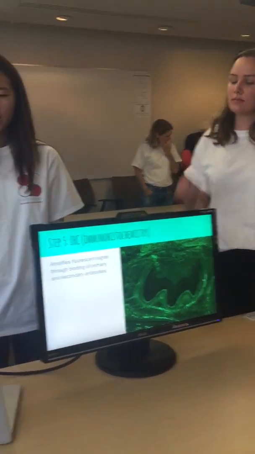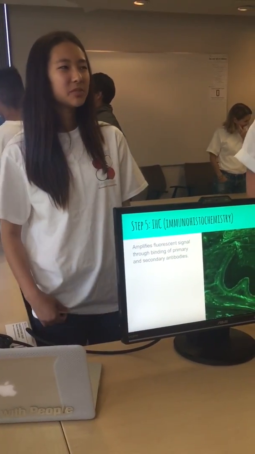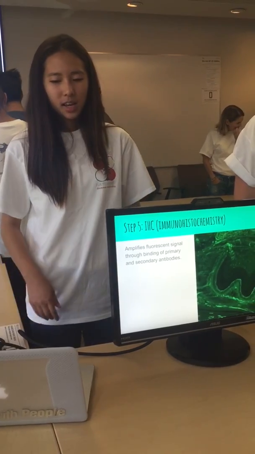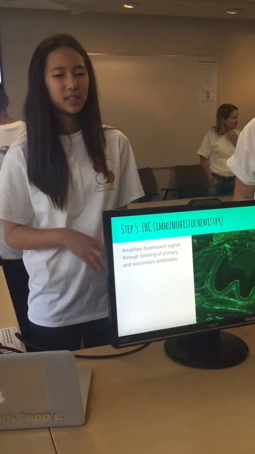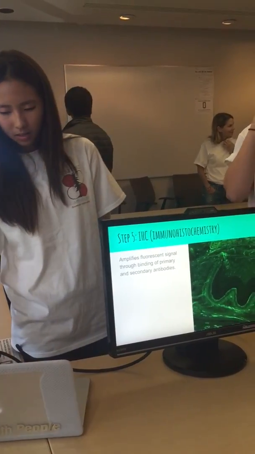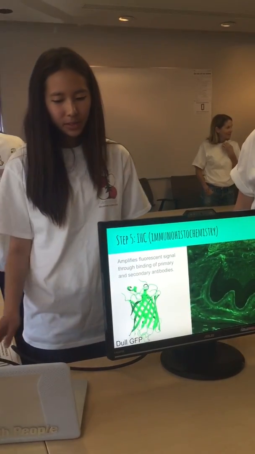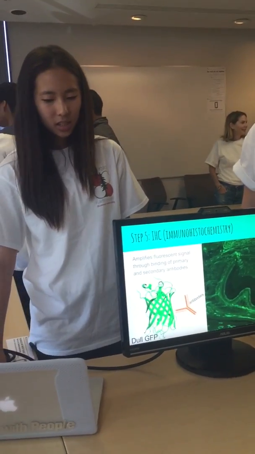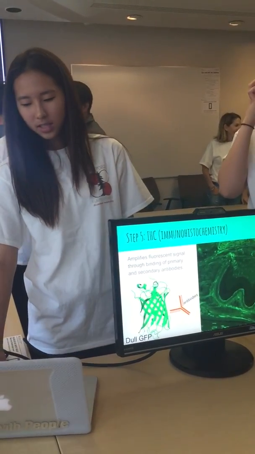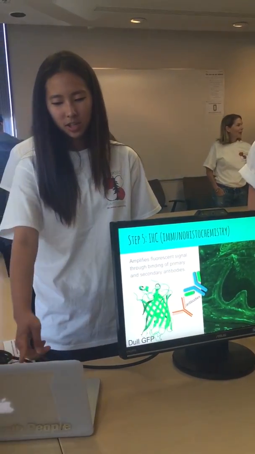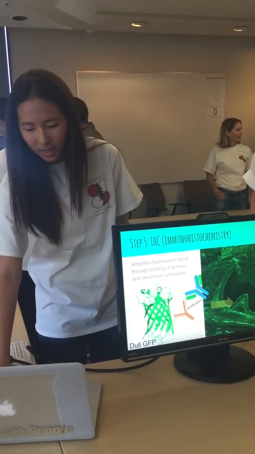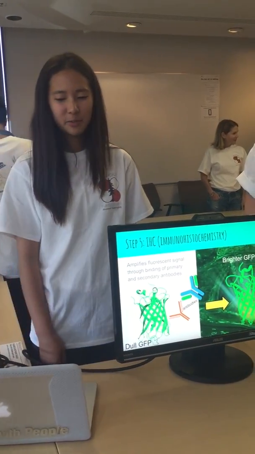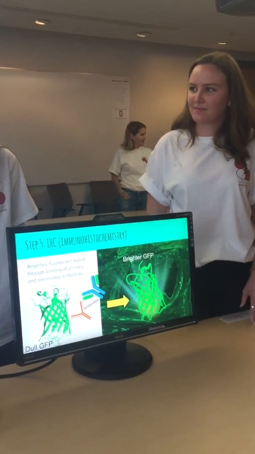The next step, we're going to do IHC staining, and it stands for immunohistochemistry staining. What it does is it amplifies the fluorescent signal in our samples. At first we had a dull GFP, but we wanted to make it brighter. So we attached a primary antibody. We also attached a secondary antibody with GFP on it, and this makes a brighter GFP that can be easily seen under the microscope.